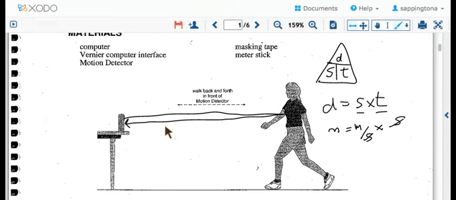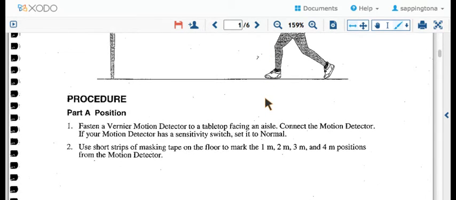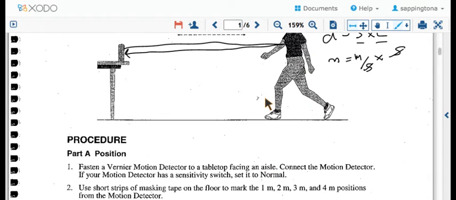Okay, now, what else will you be doing? You'll use a computer to produce your graphs of your motion, analyze the graphs you produce, and match position versus time and velocity versus time graphs. You won't have to fasten it to the tabletop, but you need to connect the motion detector, make sure everything's set up, and make sure the sensitivity switch is set to normal. You'll place masking tape, the blue tape, on the floor at the 1, 2, 3, and 4 meter positions, so you'll have that marked off.